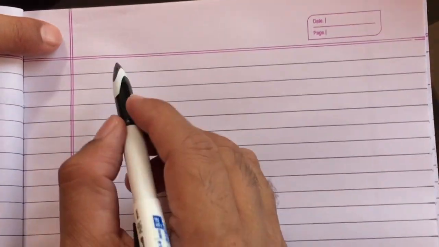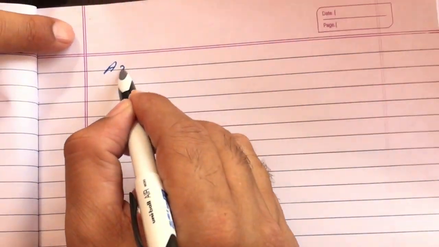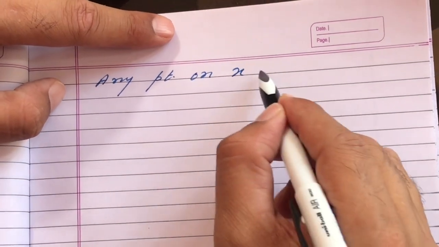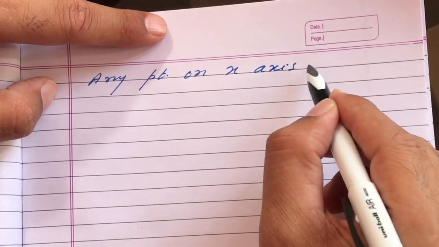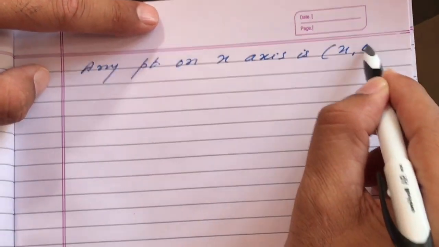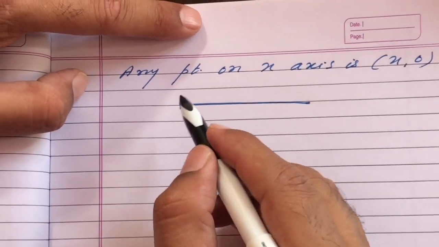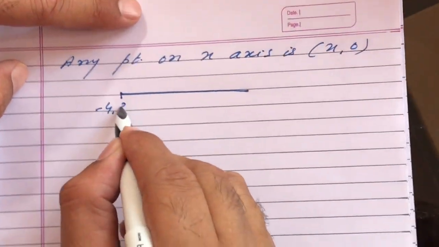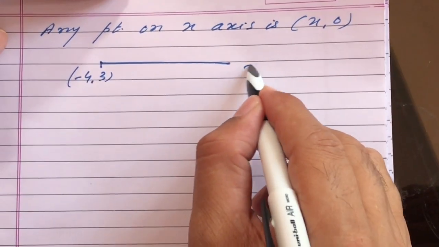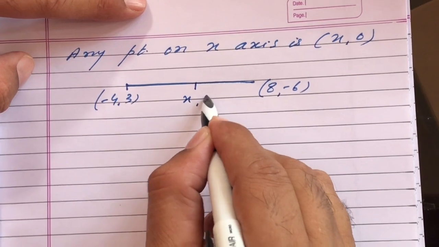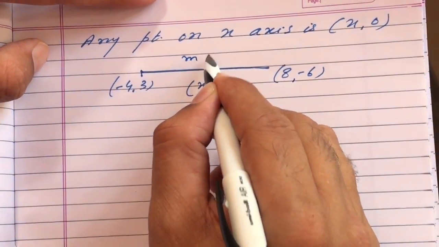And the ratio in which the line AB is divided by the x-axis. So any point on the x-axis is (x, 0). So this point is (-4, 3). Second point is (8, -6). This point is (x, 0). Let the ratio be m is to 1. Ratio I have to find.